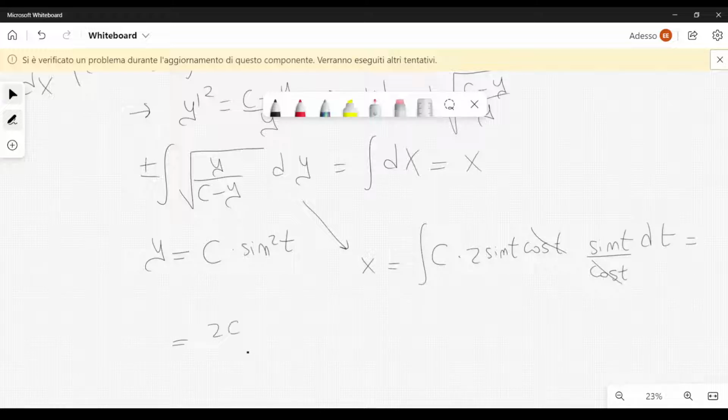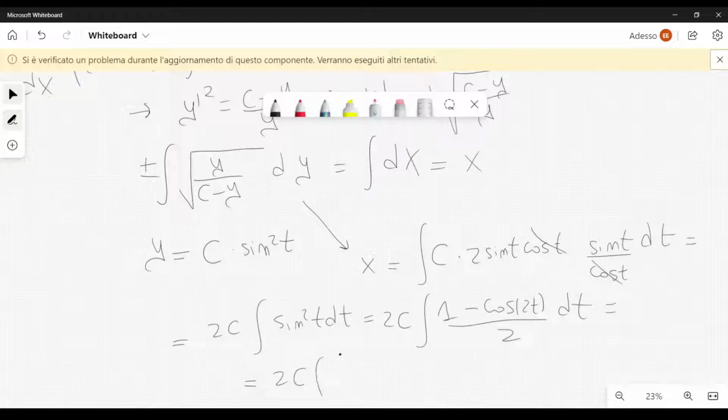You get 2c times the integral of sine squared t dt, which is equal to 2c times the integral of (1 minus cosine of 2t) divided by 2 dt, and therefore this yields 2c times (t over 2 minus sine of 2t divided by 4) plus a constant that I can call d.